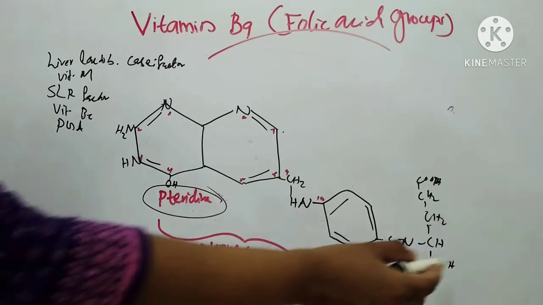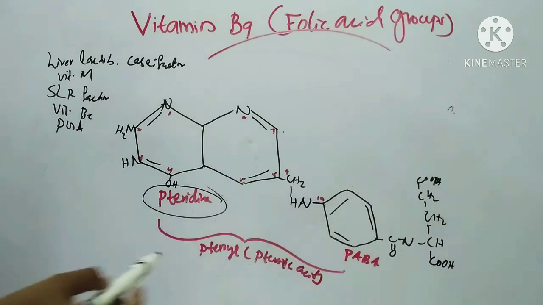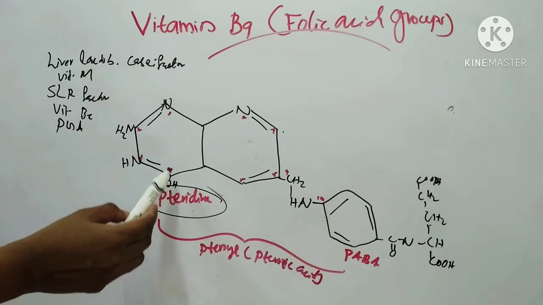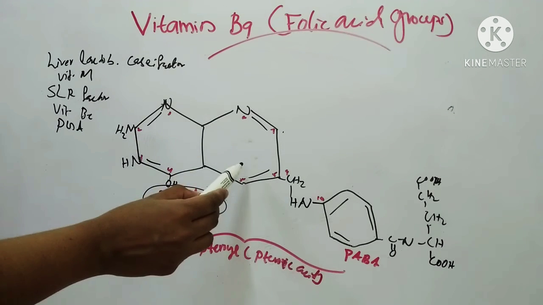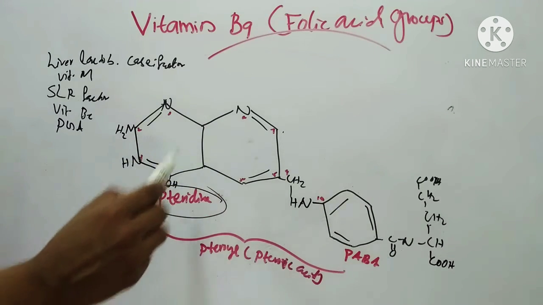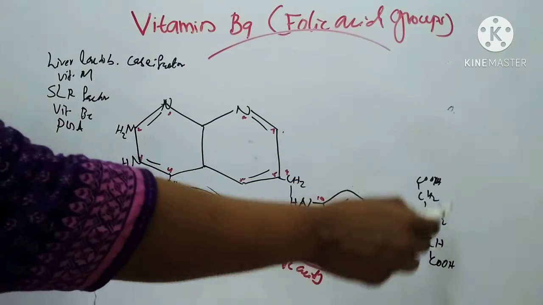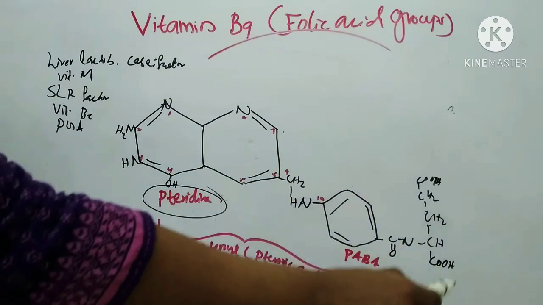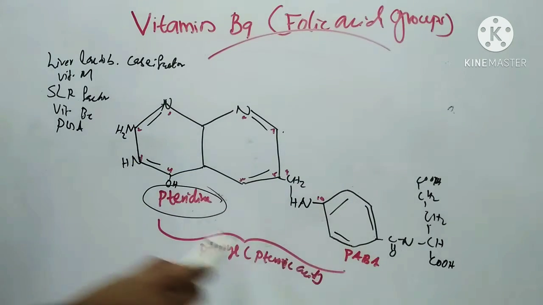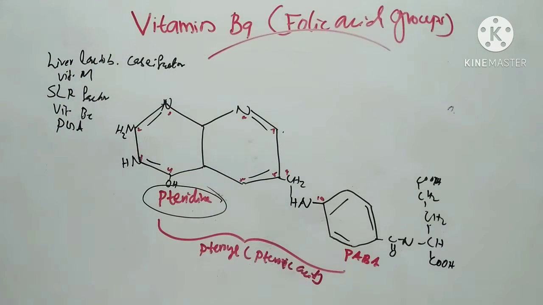Then it also contains a glutamic acid residue. So, pteridine nucleus, that is pyrimidine and pyrazine rings, then para-aminobenzoic acid and one glutamic acid. This together forms the entire vitamin B9 structure. Chemically, it is pteroyl glutamic acid.